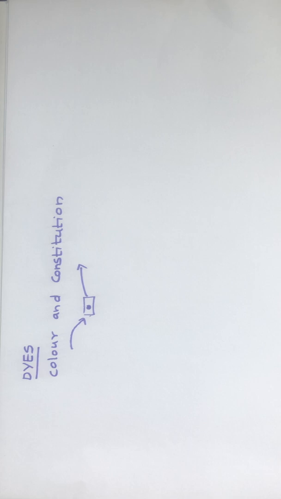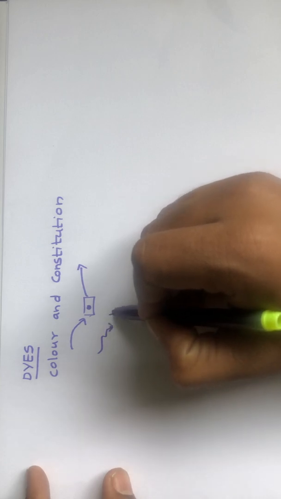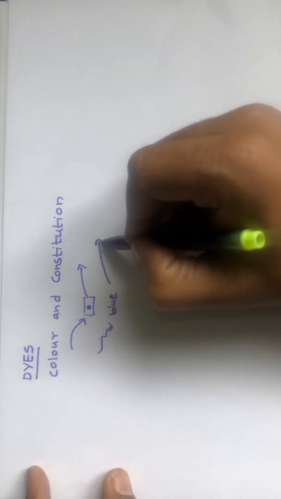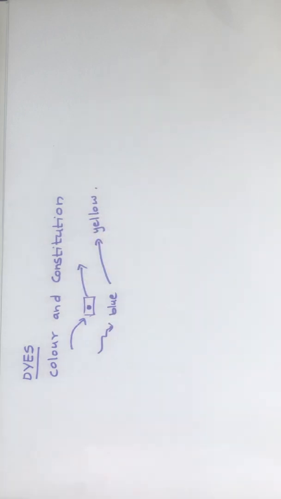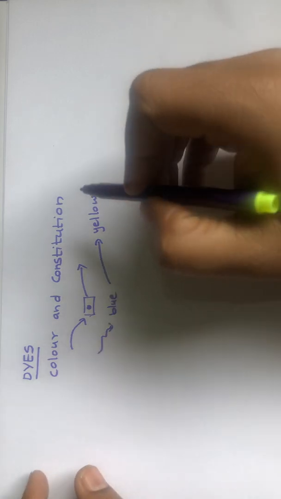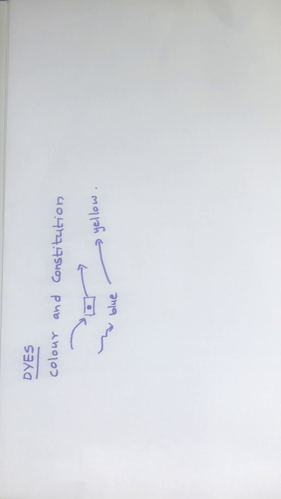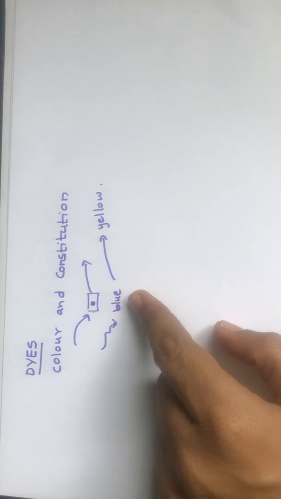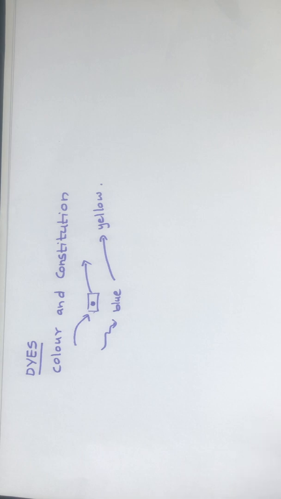For example, if a substance absorbs blue light, then it will reflect yellow light. When white light falls on an object, if it absorbs blue, then the reflected light will appear yellow to our eyes. If it absorbs yellow, then the substance will appear blue to our eyes. Therefore, blue and yellow are referred to as complementary colors. So if a substance absorbs blue, it appears yellow, and if it absorbs yellow, it appears blue. This is why substances are generally colored in nature.